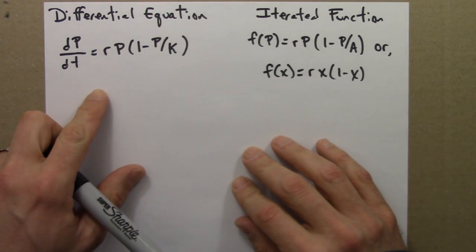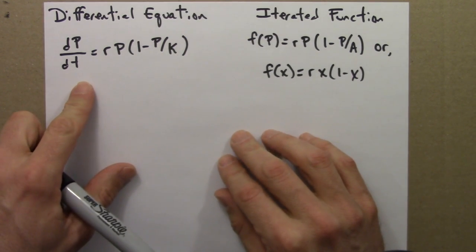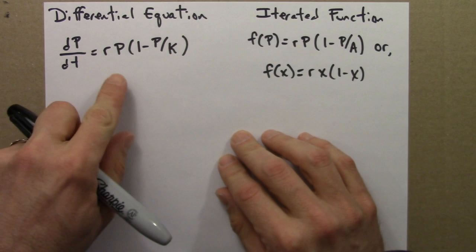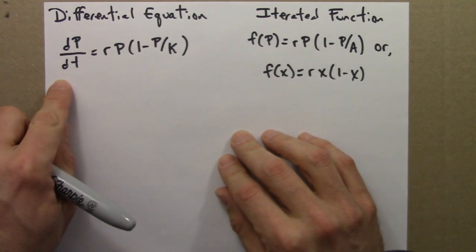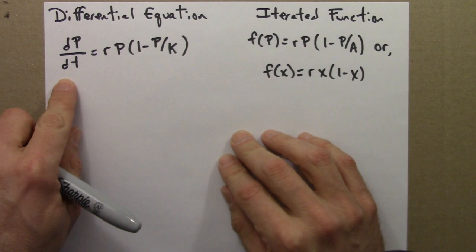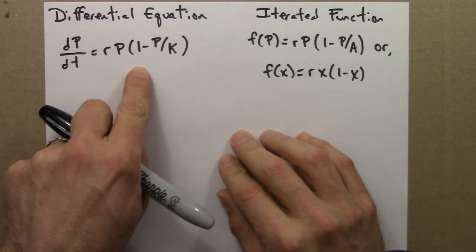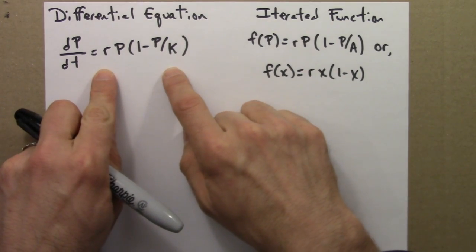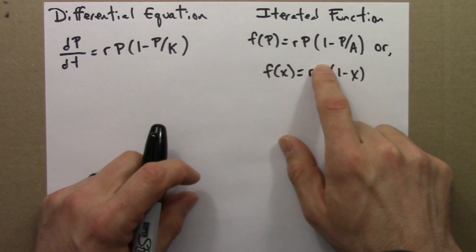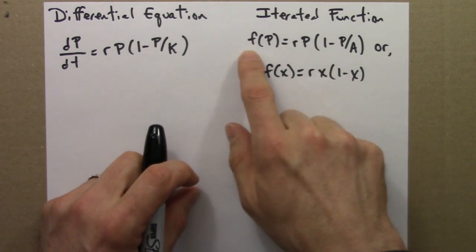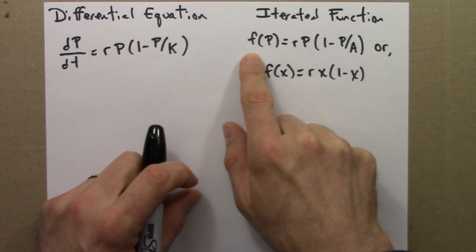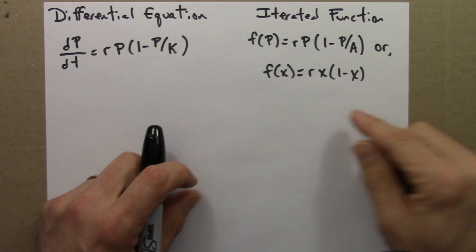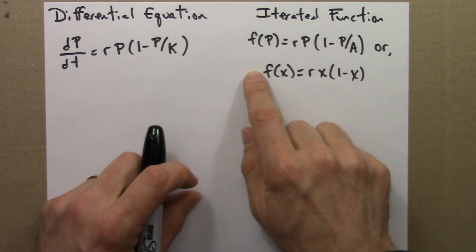So here on the left is the logistic differential equation. A differential equation, the form we've been studying, describes a function p in terms of its rate of change. So this says we know the rate of change of p if we know what p is. The population growth depends on the population value and these two parameters. For an iterated function, it also describes population growth, but here f of p is the population next year given the population p this year.